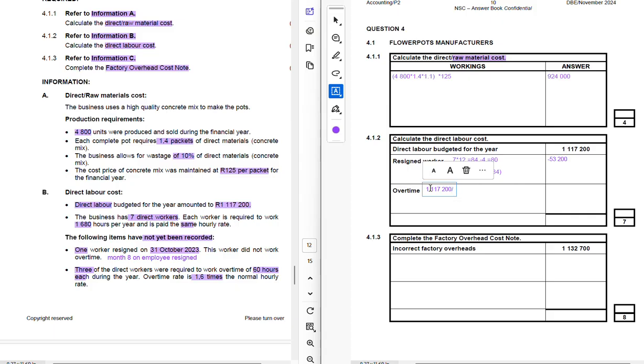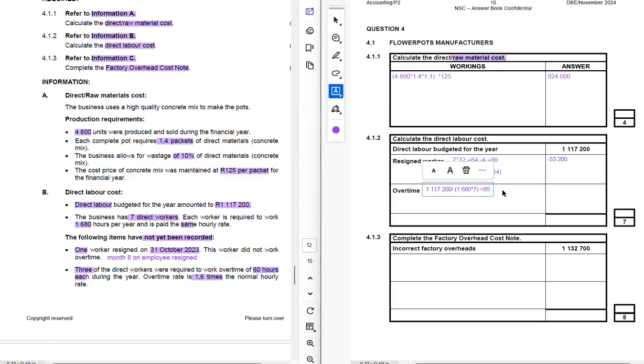That is the budgeted labor cost. Then you need to divide that by 1,680, which is the hours per employee, and then you multiply that by 7, which is the total number of employees. Then the amount you're going to get is 95 rand. It means each employee is earning a standard 95 rand per hour. And we know that it is the same because we're told that they are earning exactly the same rate.